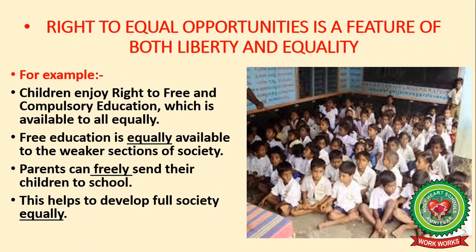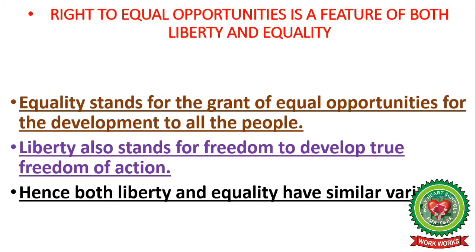The example is children enjoy the right to free and compulsory education, which is available to all equally. We know this thing. Now, free education is equally available to the weaker sections of society, and parents can freely send their children to school. This helps to develop full society equally.